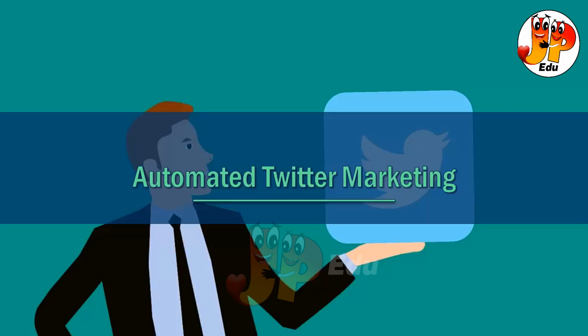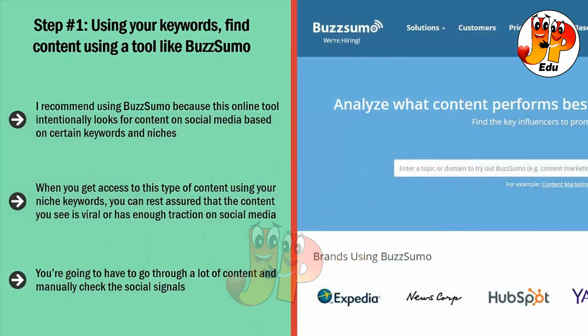Automated Twitter marketing. Follow the step-by-step directions below to set up your own automated Twitter marketing campaign. Step number 1. Using your keywords, find content using a tool like Buzzsumo.